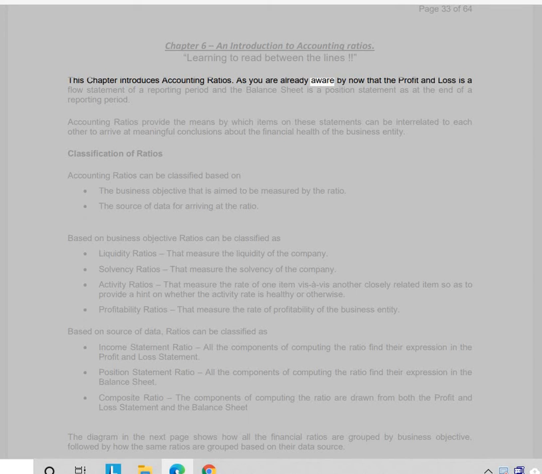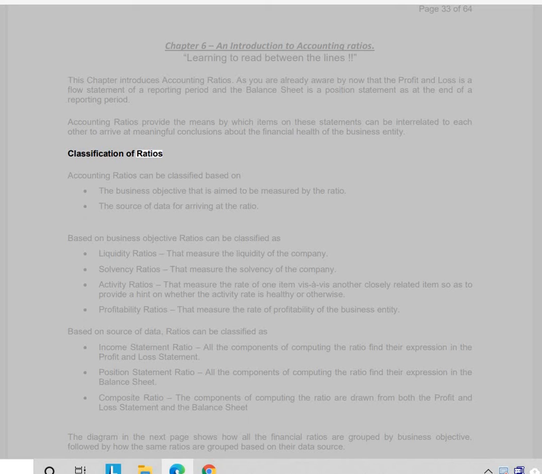As you are already aware by now, the profit and loss is a flow statement of a reporting period, and the balance sheet is a position statement as at the end of a reporting period. Accounting ratios provide the means by which items on these statements can be interrelated to each other to arrive at meaningful conclusions about the financial health of the business entity.